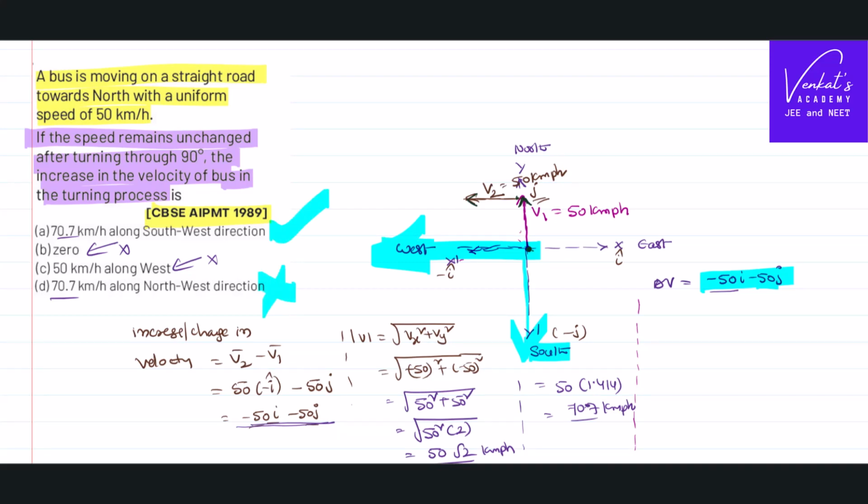Northwest is not the right direction. So your answer has to be 70.7 along southwest. That's the answer for the problem. Your vector will be somewhere here. That V2 minus V1 will be somewhere there. That's it. That's how you have to solve the problem. Thank you for watching.